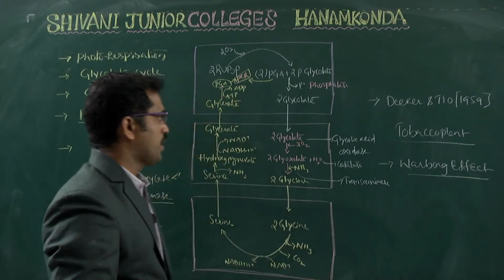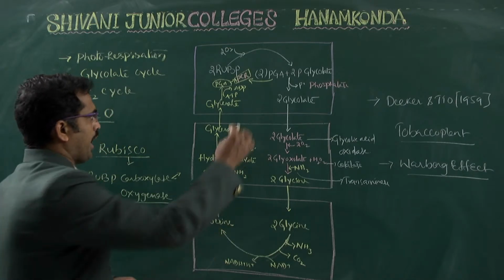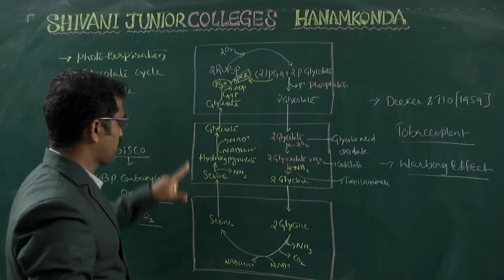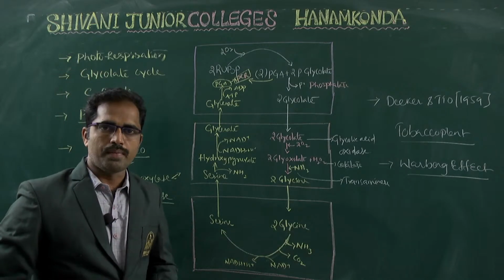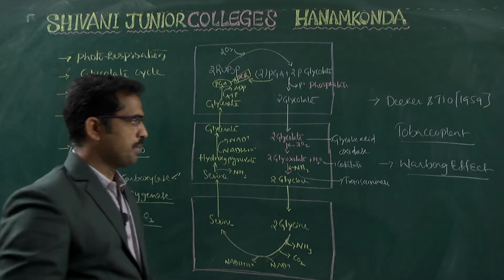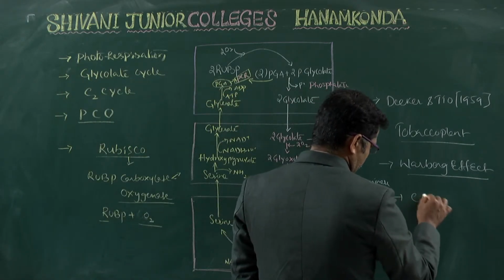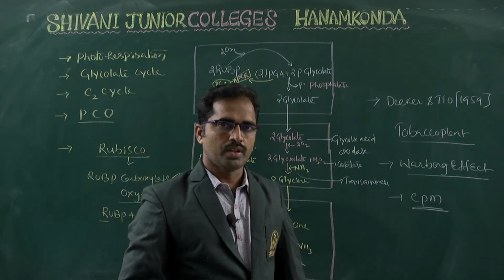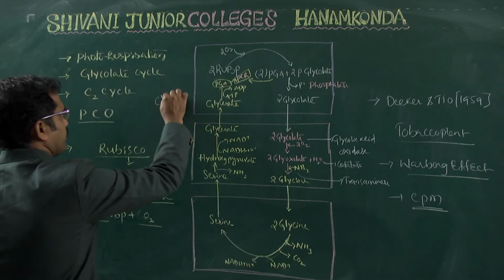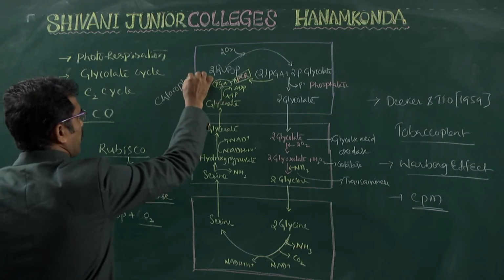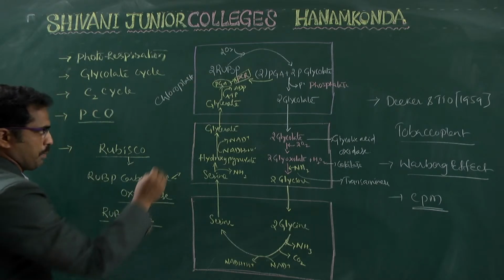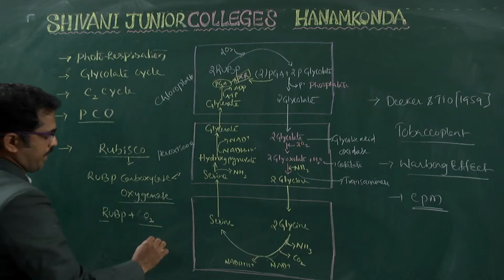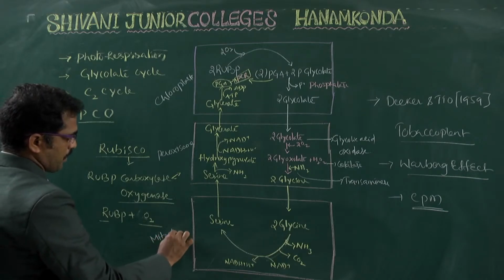Now, in this photorespiration mechanism, there is an involvement of 3 types of cell organelles. Simply remember the CPM party. In this CPM party, we find 3 types of cell organelles. C means chloroplast. P means peroxisome. M means mitochondria.